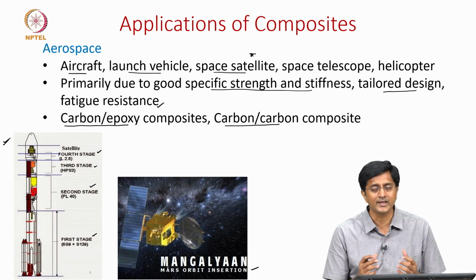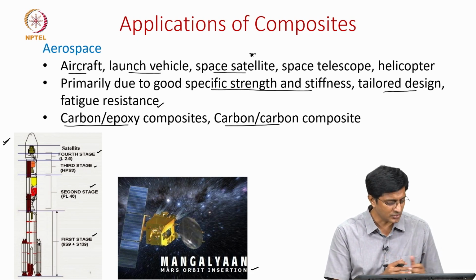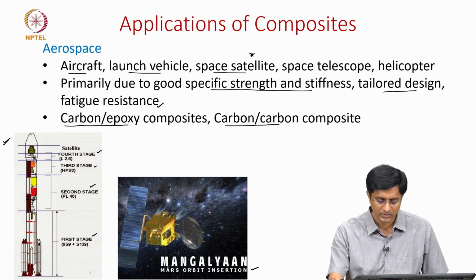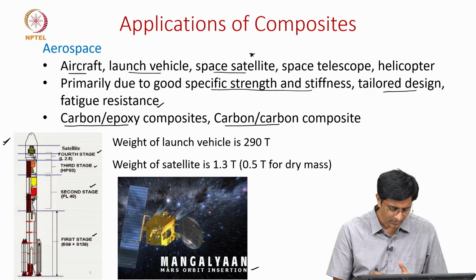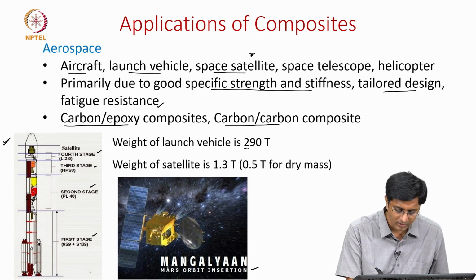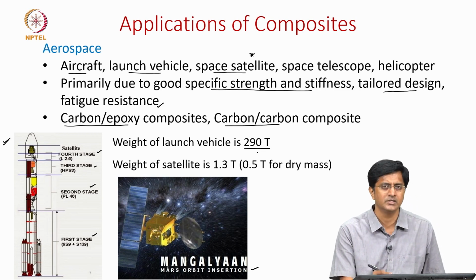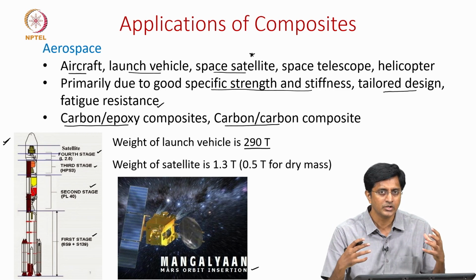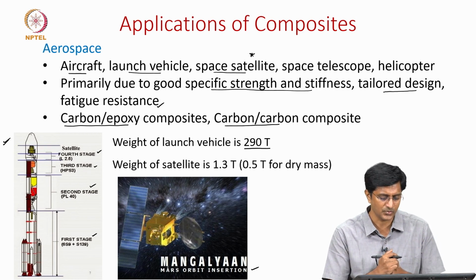what is the, or guess what is the mass of this launch vehicle or the satellite? So usually it is in several tons. For example, this Mangalyaan mission, the launch vehicle used had 290 tons. Each ton is 1000 kgs. So now you can see the huge mass of this launch vehicle.